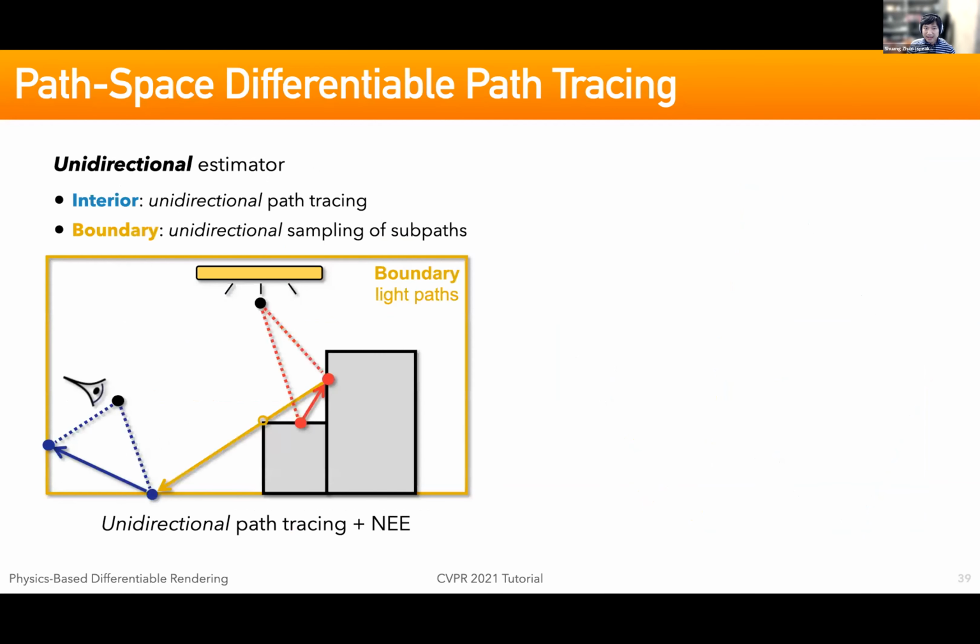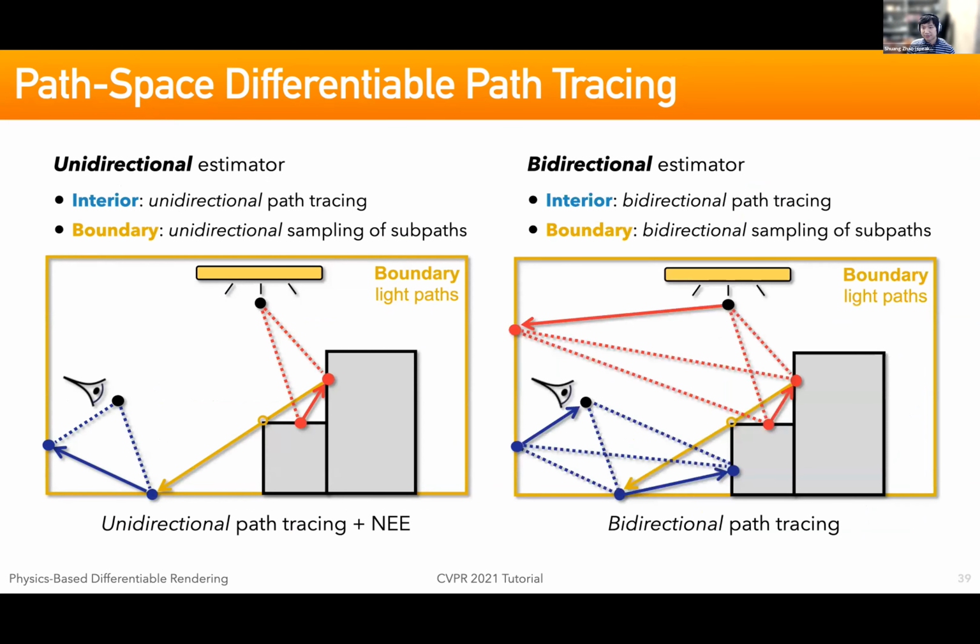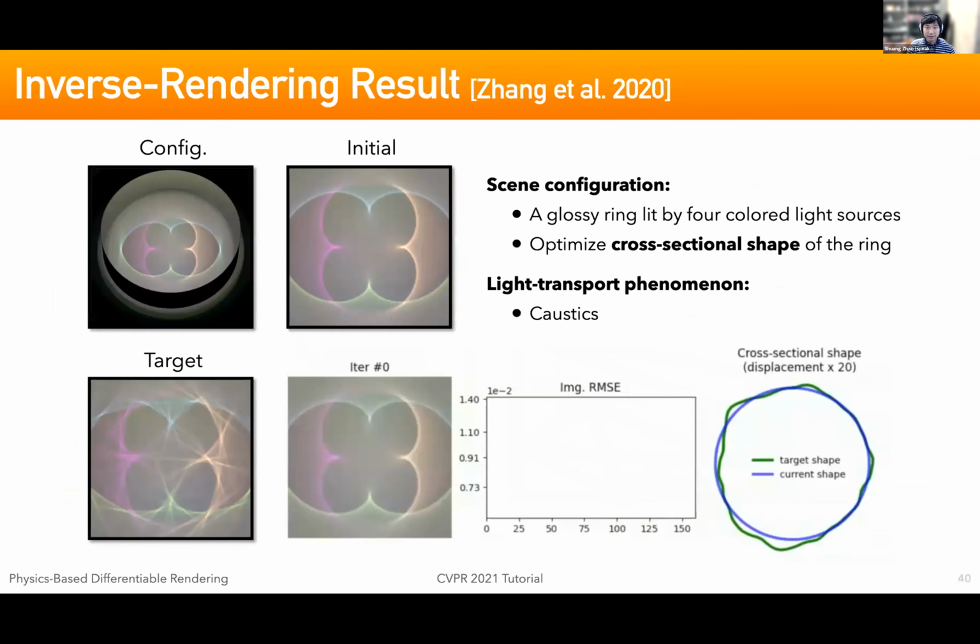And another benefit of having a path-based formulation is that we can apply more advanced algorithms than unidirectional path tracing. For example, we can do bidirectional path tracing, which is known to be able to handle more complex light transport effects, such as caustics. Again, I'm not going into too much detail about bidirectional path tracing, but I will show a few examples where it does help.